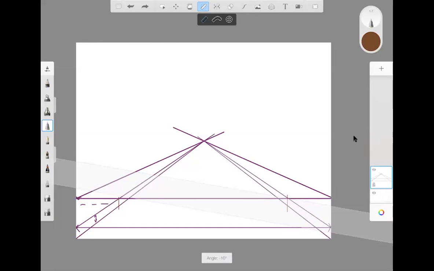Okay, because if I pull this over here, you can see the angle of 10 degrees would give me something that would be ending beyond the picture plane, and I feel like that feels pretty good. So you're going to use that angle of 10 degrees. I'm just going to draw a line.